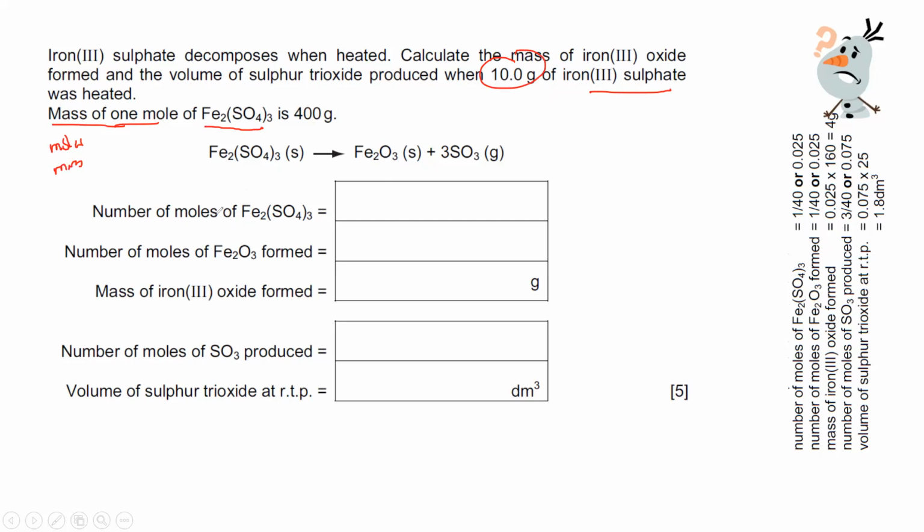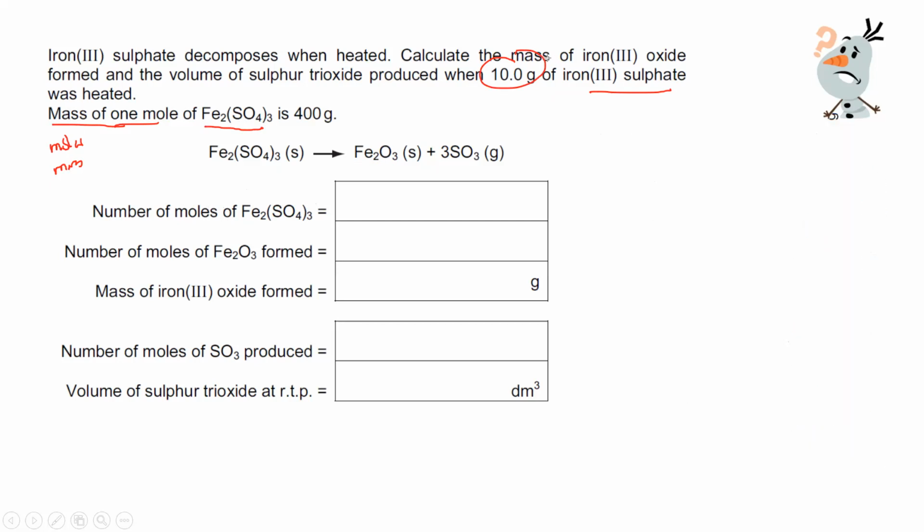So the first part they're asking is the number of moles of iron sulfate. How to get the number of moles of iron sulfate? So we have the formula that moles equal mass in gram divided by the molar mass. So what is the mass in gram? Because we are finding the moles of iron sulfate. So how much mass of iron sulfate is given in the question? That is 10.